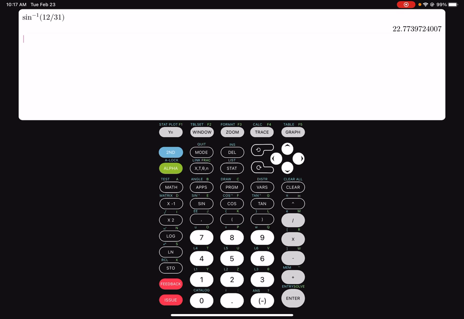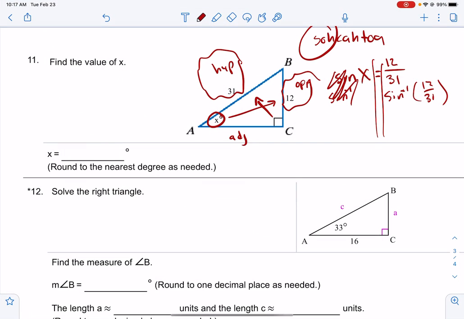So 22.773. So that becomes 22.773. Now, before I type that in, round to the nearest degree. So 22.7, the 7 tells me to round up to 23. My answer is going to be 23 degrees.